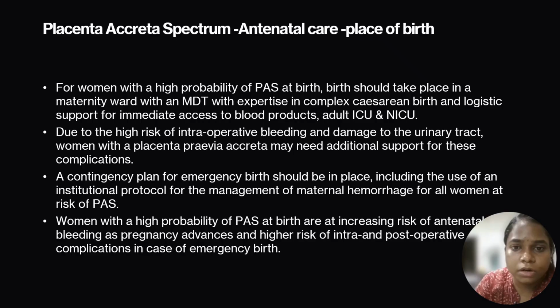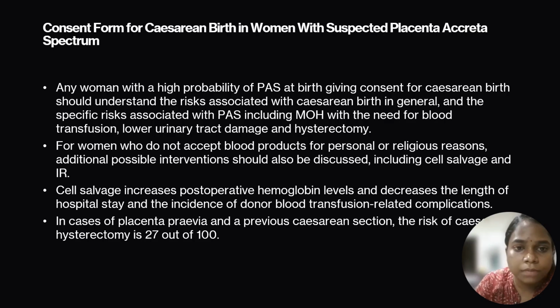With high probability of PAS at birth, blood products should be available. The baby also should go to the ICU. Even the adult can land in the ICU, so these should be present. Then, with high probability of PAS at birth, consent for cesarean section should be taken. We should also take consent for high risk of blood transfusion, lower urinary tract damage, and hysterectomy. If they have any religious belief, then you should go for the cell salvage method.